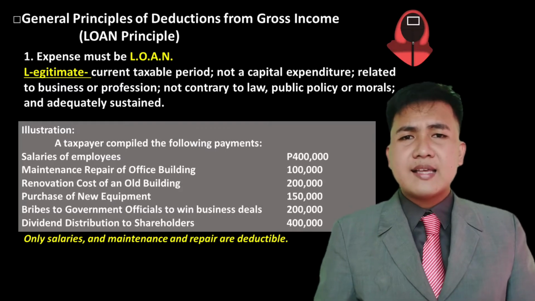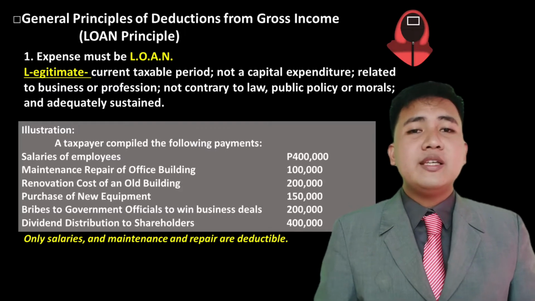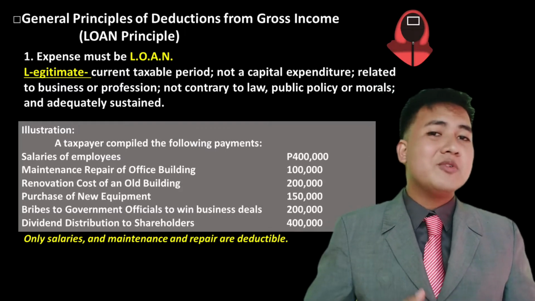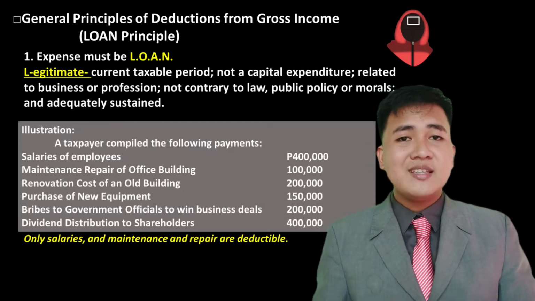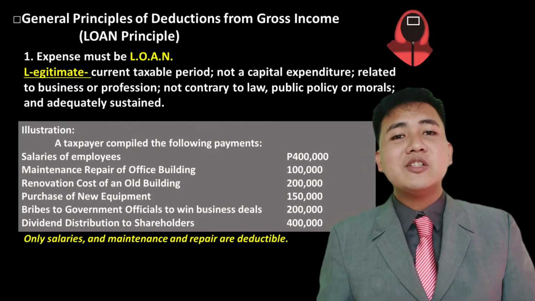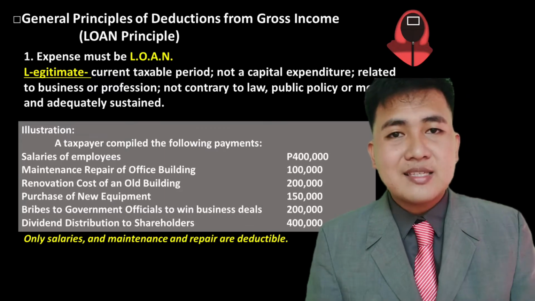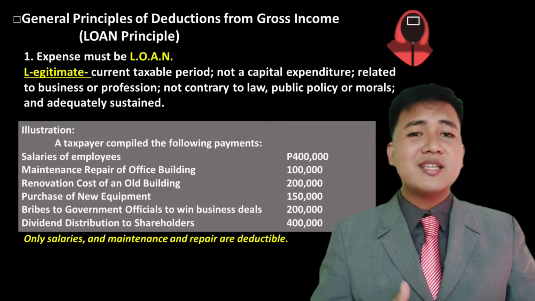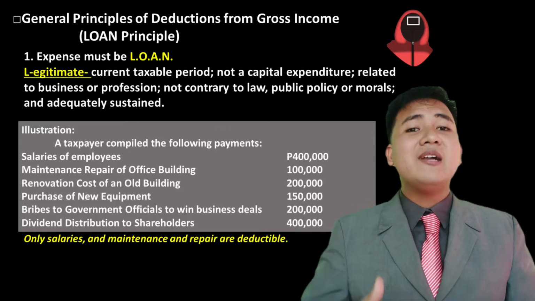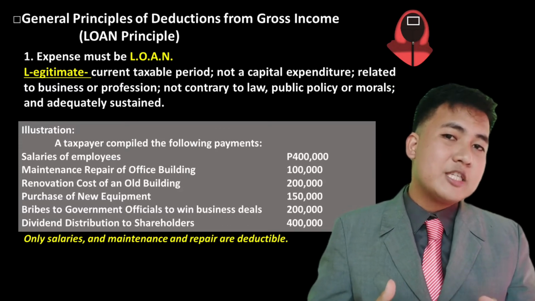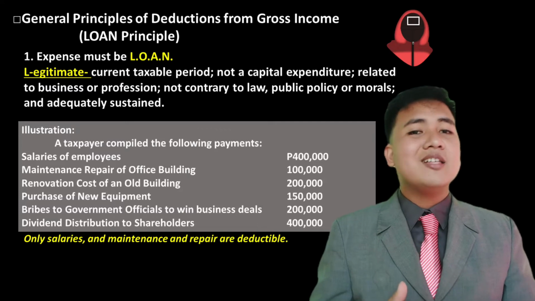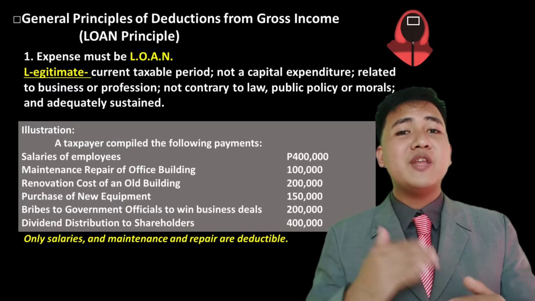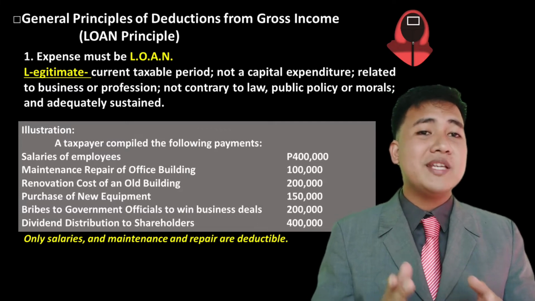If we are asked to compute for the expenses which are eligible to be deducted from gross income, it would only include the payroll and repair and maintenance. Why? Let's discuss this. It's because the renovation cost and the purchase of new equipment are both capitalizable expenditures, meaning they could be deducted later in the computation by means of depreciation, so only the value decreasing.